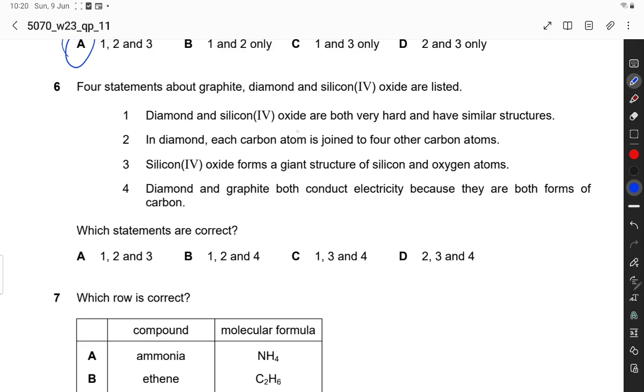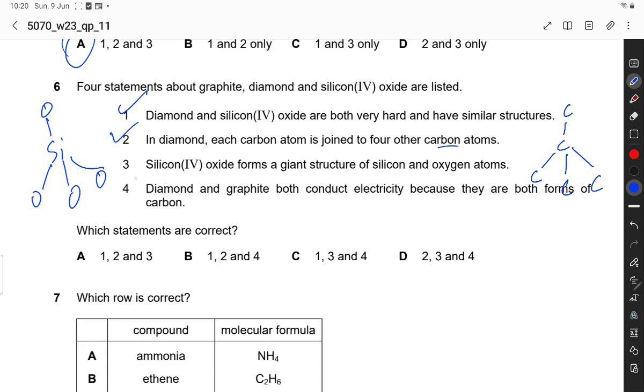They both have giant macromolecular structure, and giant macromolecular structures are very hard due to many strong covalent bonds in the macromolecular lattice. So it is correct. In diamond, each carbon atom is joined to 4 other carbon atoms. It is also correct because this is the structure of diamond and this is the structure of silica.